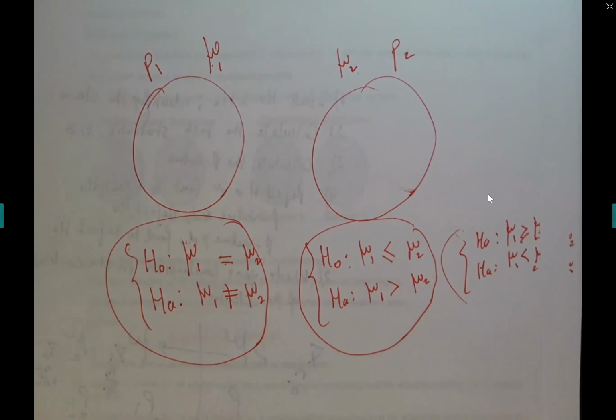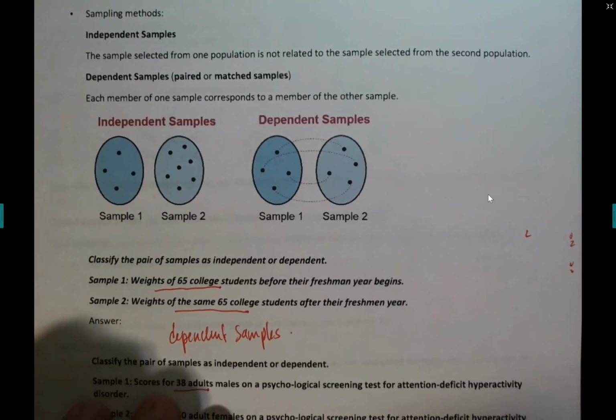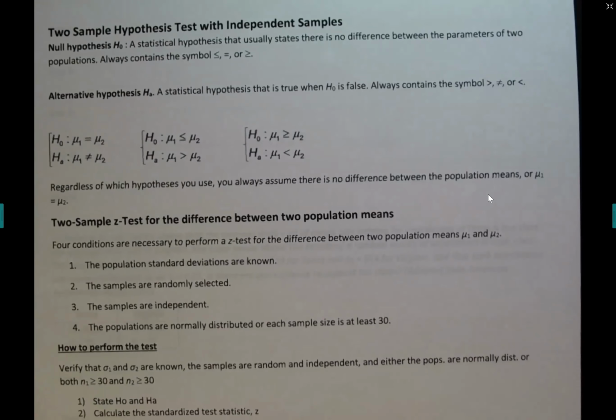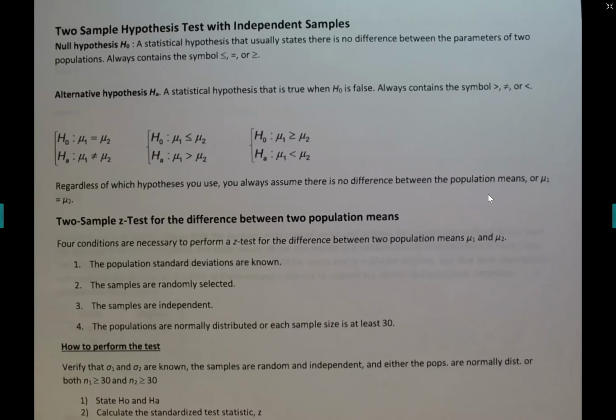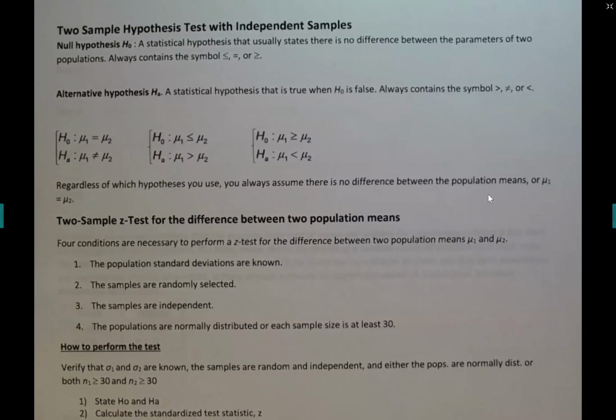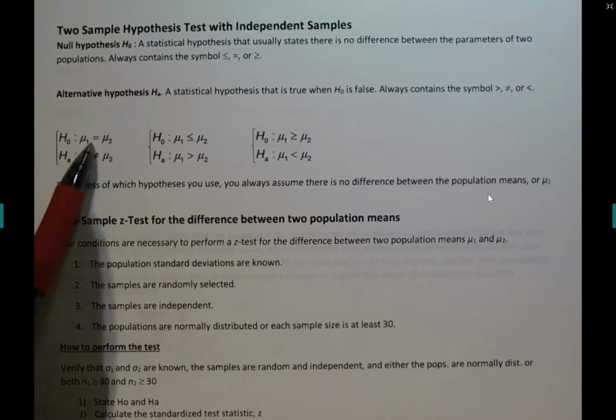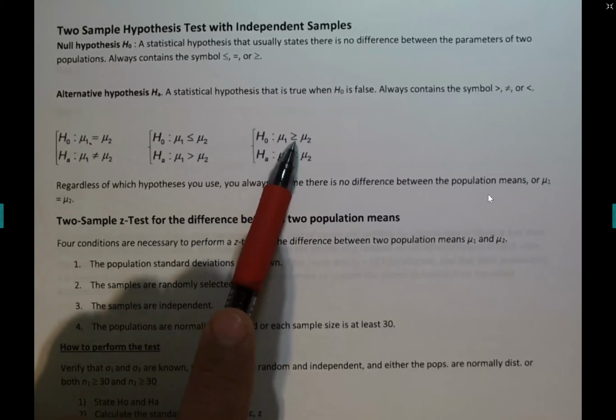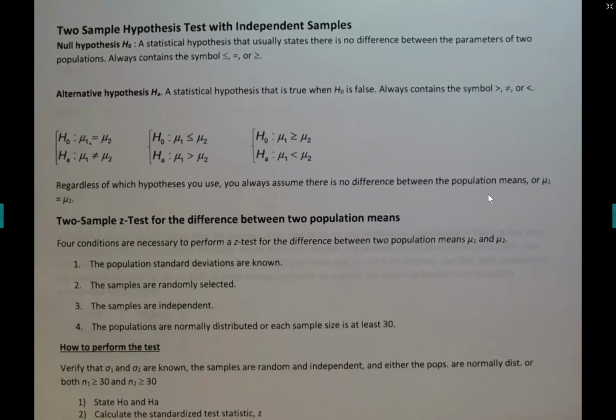So let's take you back here. These are the statements, guys, that you have to choose from. You just select one of those statements. And you always remember the defendant is not guilty. We assume the defendant is not guilty until proven otherwise. And we always assume that the null hypothesis is true until proving otherwise.